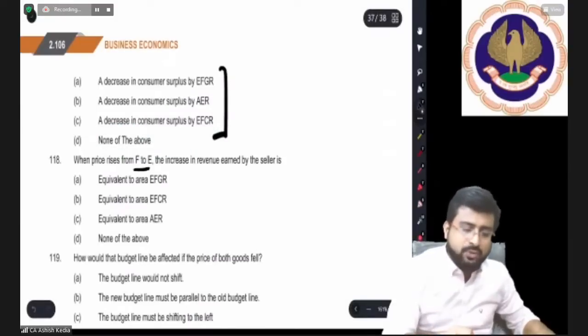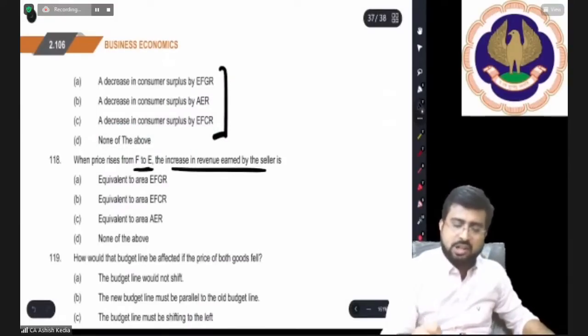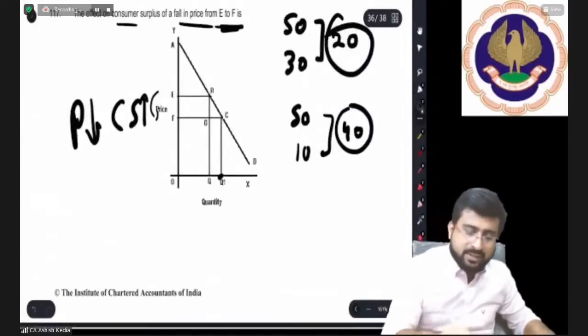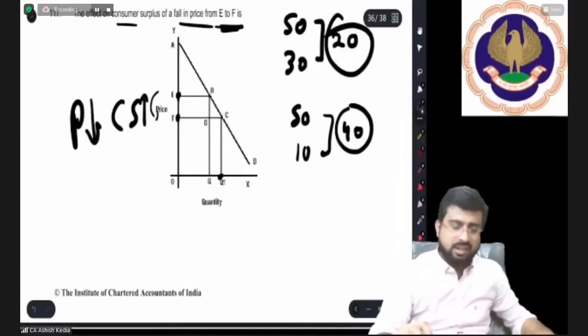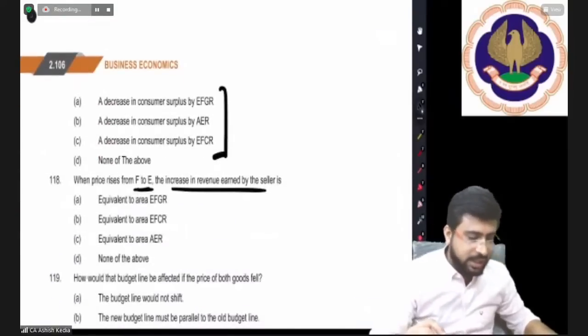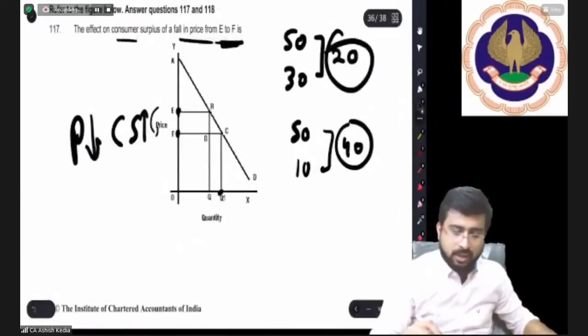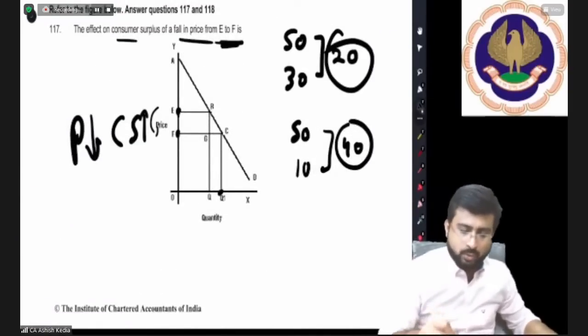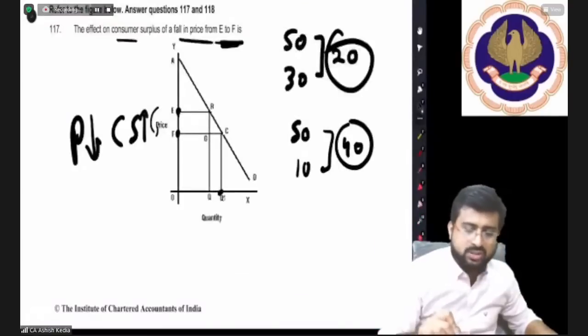With price rise from F to E, increase in revenue earned by the sellers. Price has risen from F to E. So yes, revenue will increase. They're asking by how much? Obviously, initially, what was the revenue?